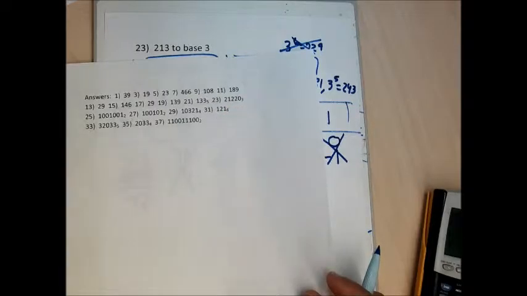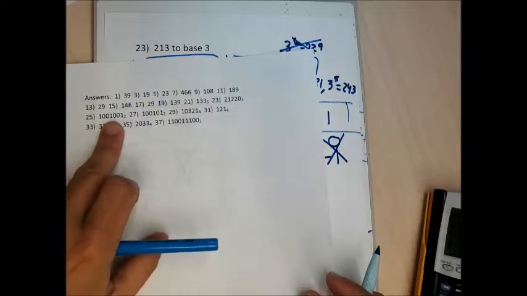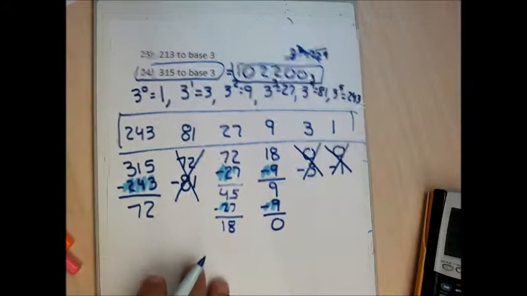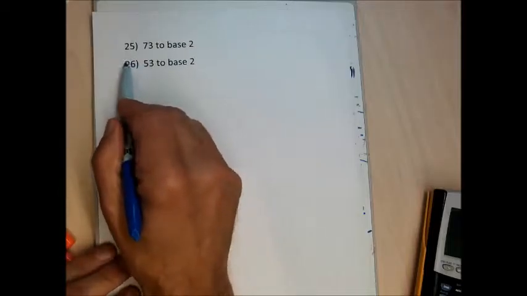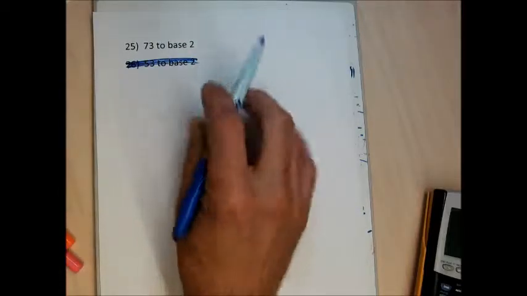I'm not sure how easy that was. Let's just do 25 together. Look at all the zeros in there. That's a good example. So 25 is living in the world of base 2. Base 2 is the worst base. The smaller the base, the worse they are to do.